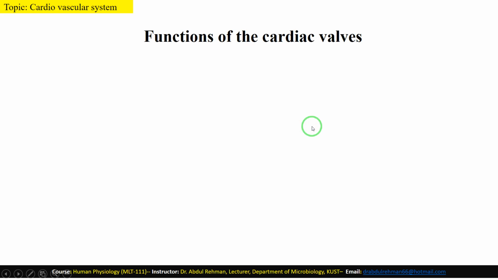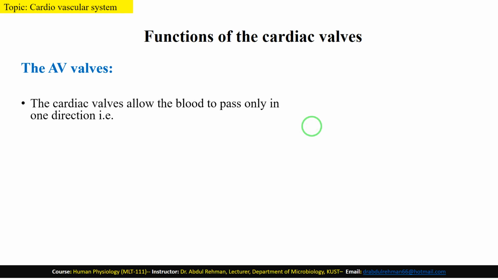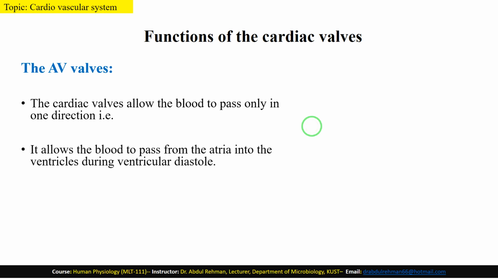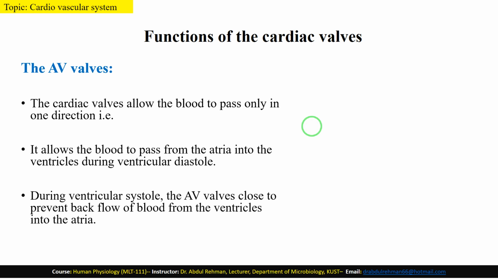Function of the cardiac valves. The atrioventricular valves. What is the function of atrioventricular valves? The cardiac valves allow the blood to pass only in one direction. That is, they allow the blood to pass from the atrium into the ventricle during ventricular diastole. While during ventricular systole, the AV valve closes to prevent backflow of blood from the ventricle into the atrium.